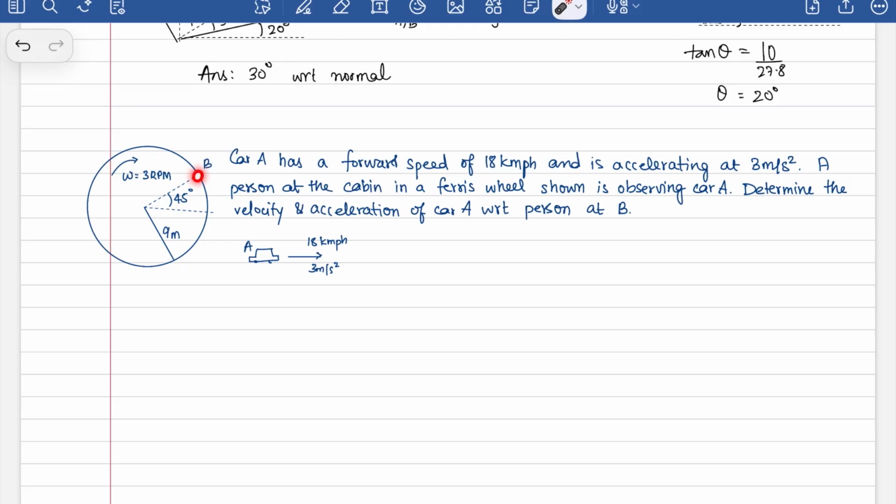So the Ferris wheel, there's a person in the cabin at position B, which is 45 degrees from the horizontal. And the radius of this Ferris wheel is 9 meters. Okay. I hope that's interesting. You have now that there's a Ferris wheel rotating, so there's circular motion being executed here. There's omega of 3 rotations per minute. You can assume that it is a constant speed. And you have the car that's accelerating rightwards with a certain speed. Go ahead, stop the video and try to solve it yourself.